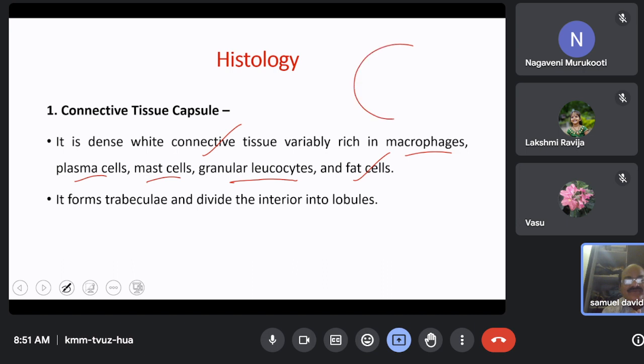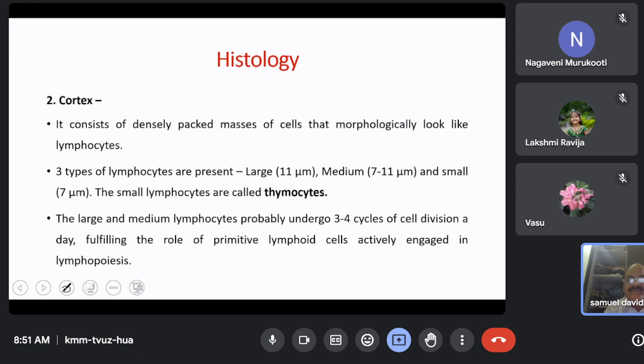And from the capsule there extend strands that divide the interior of the thymus into small lobules, and these strands are called trabeculae. And inside this capsule there is the cortex and medulla. The cortex consists of a number of densely packed masses of cells that look almost like lymphocytes. So whatever cells are present in the cortex, they look like lymphocytes.